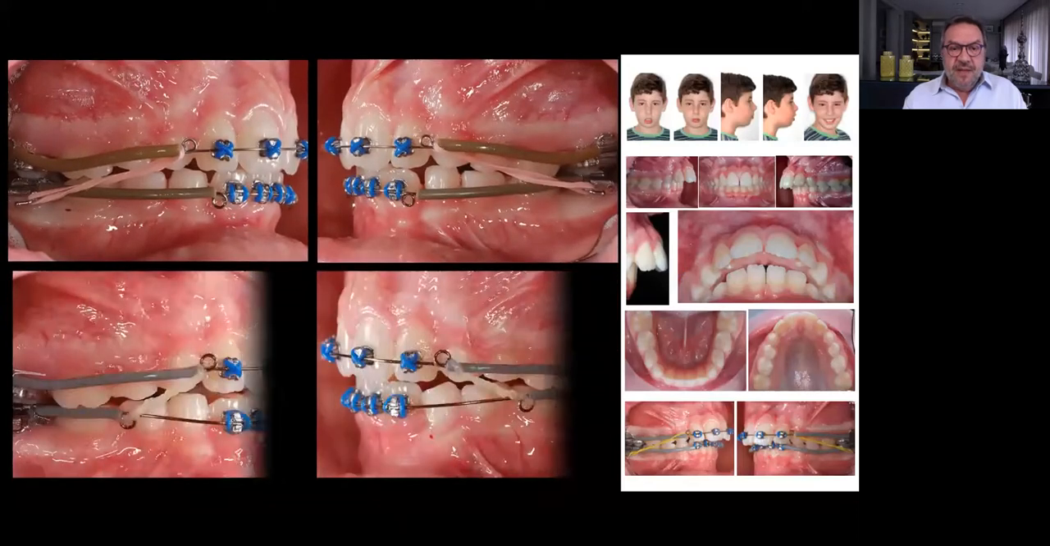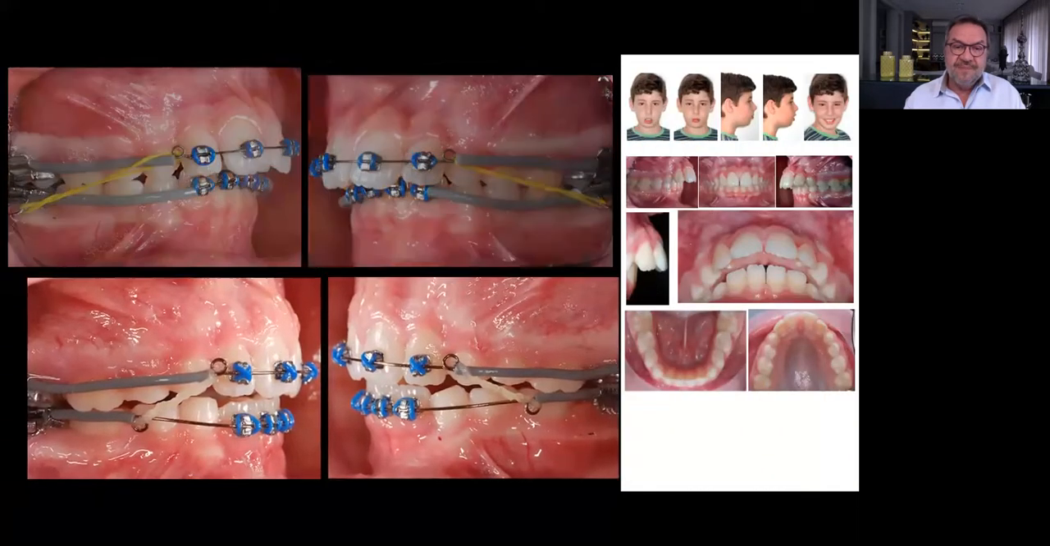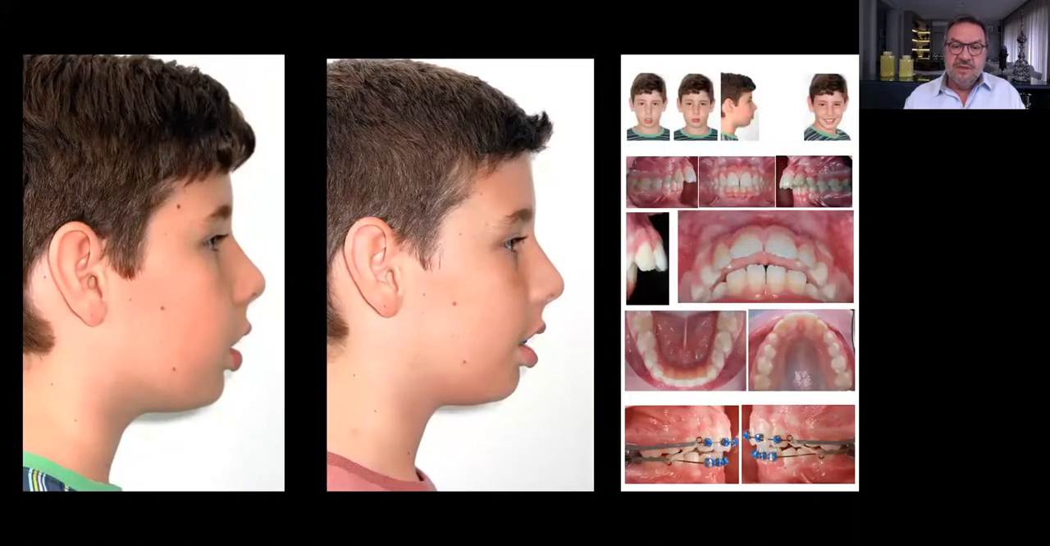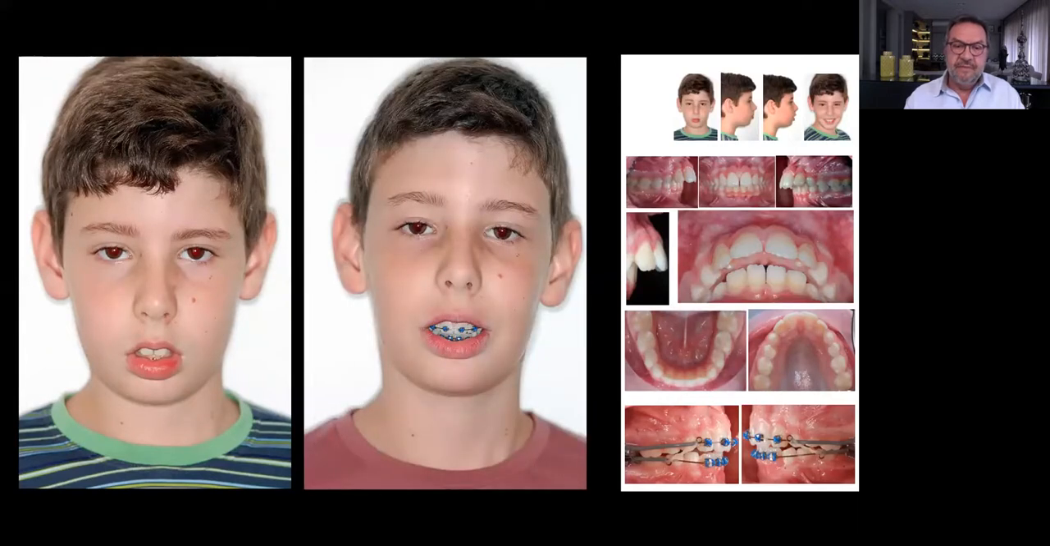So the next month, the boy appeared with an open bite in the anterior teeth. And I got very nervous because it was going so fast, too fast. And I looked at his profile, and take a look at his face here. It was getting worse. It's getting super open, a super gap in the anterior teeth. So I changed my mind because it was in the beginning of the treatment.